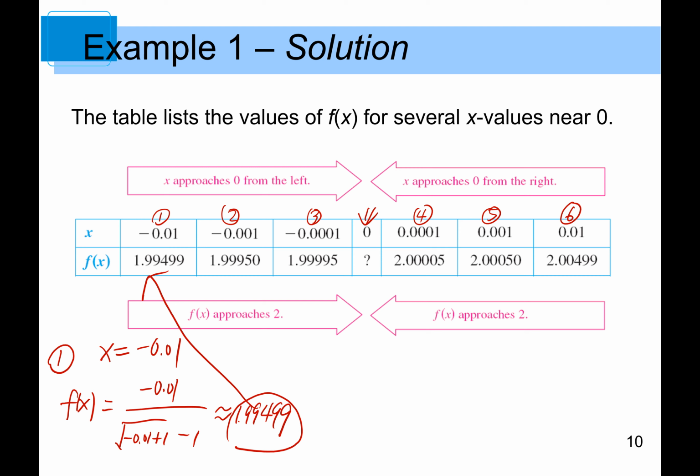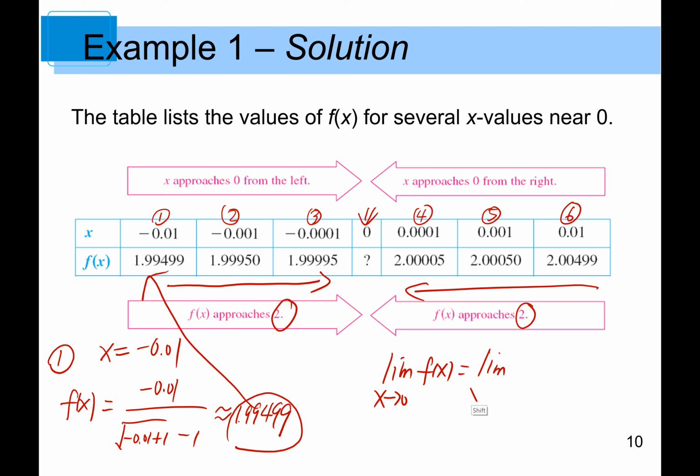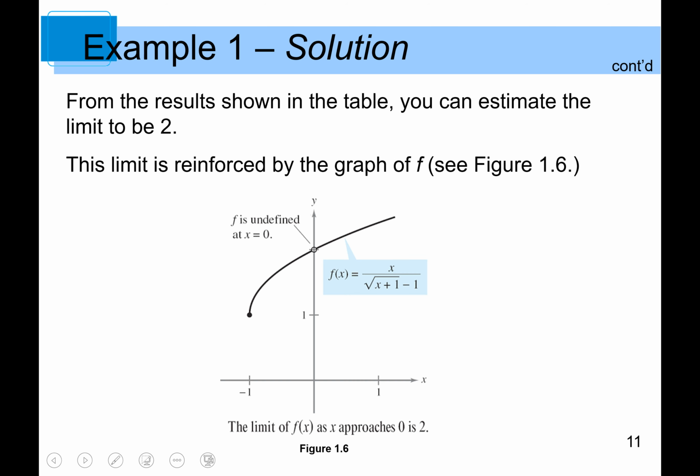So now let's take a look at the left-hand behavior. As you can see, the number is getting close to 2. And on the right-hand side, similarly, the number is getting closer and closer to 2. So we should be confident that when x approaches 0 from the left and right-hand sides, the limit as x approaches 0 of f of x, in this case x over the square root of x plus 1, minus 1, will be 2. From the table we can come up with this conclusion. From the results shown in the table, you can estimate that limit to be 2.